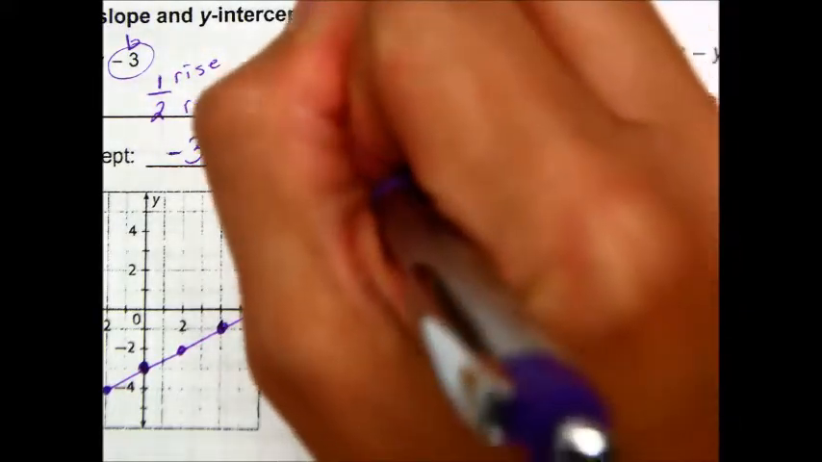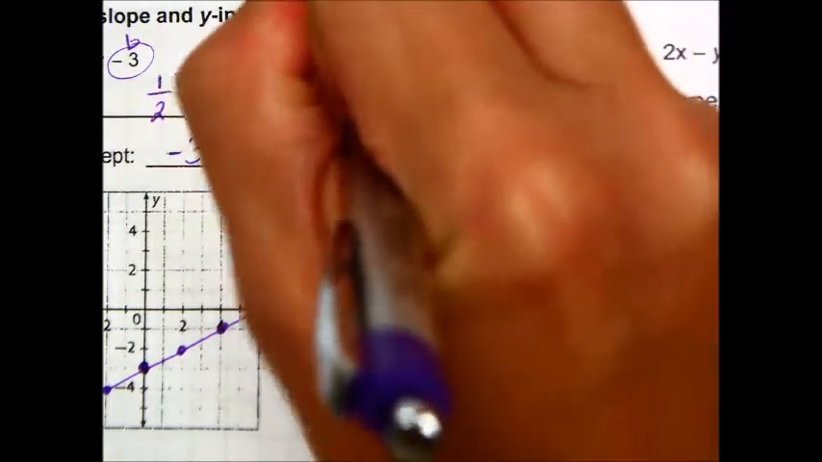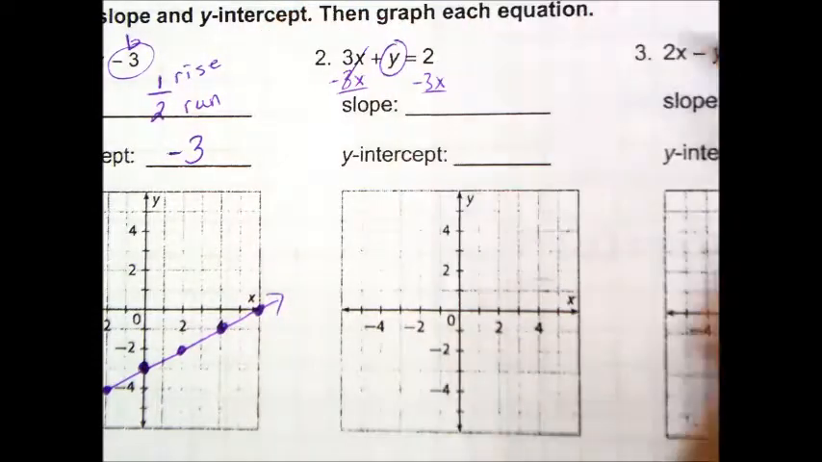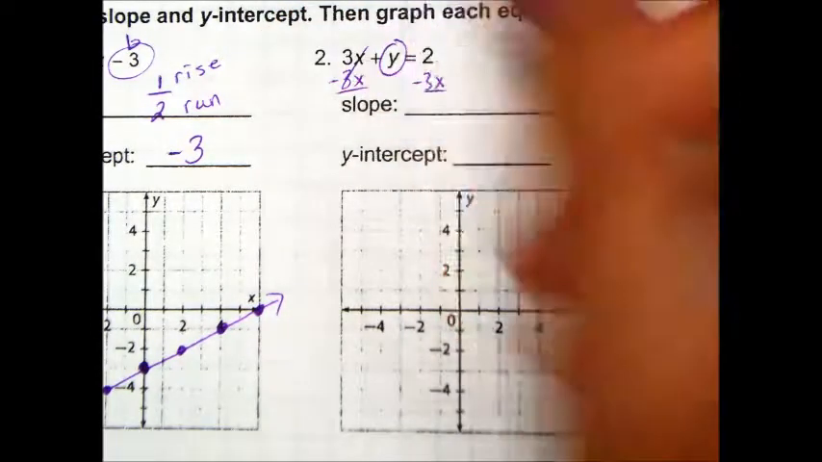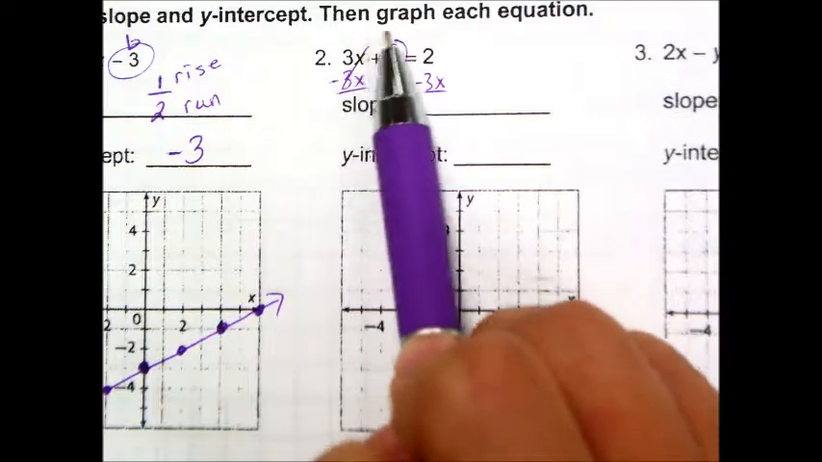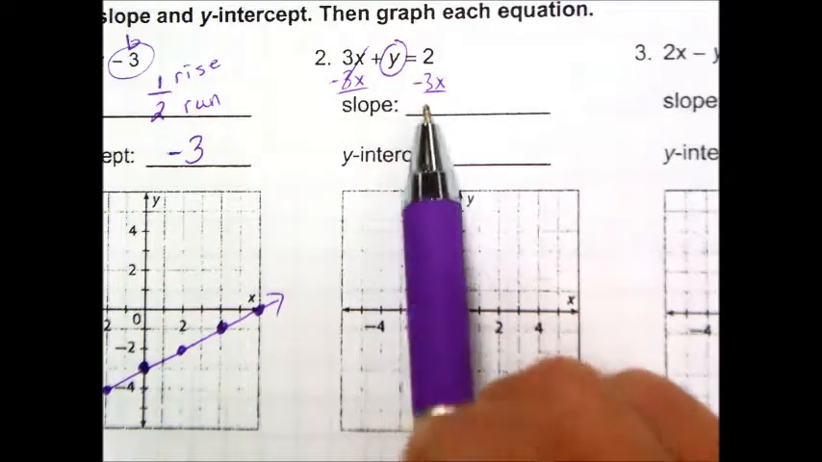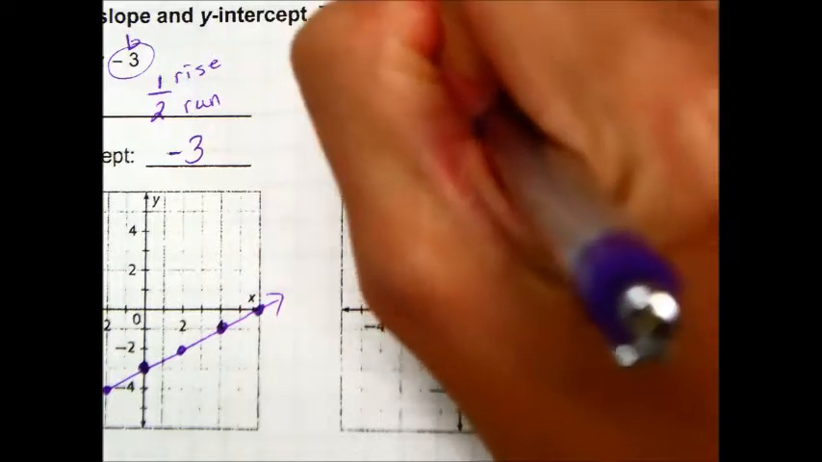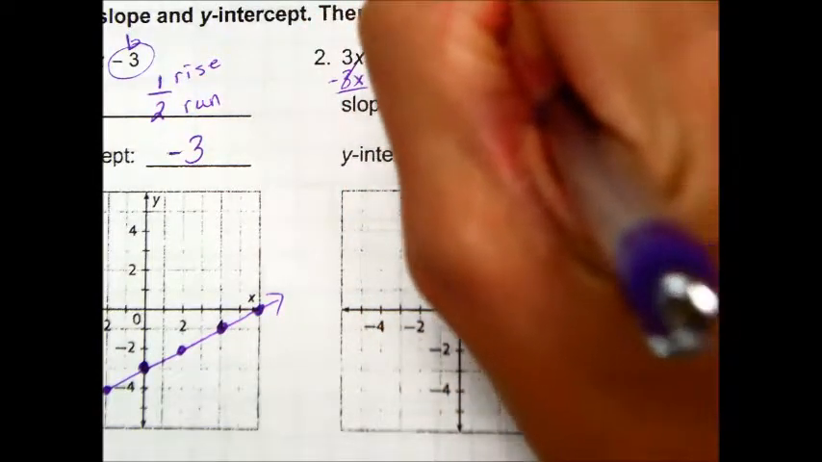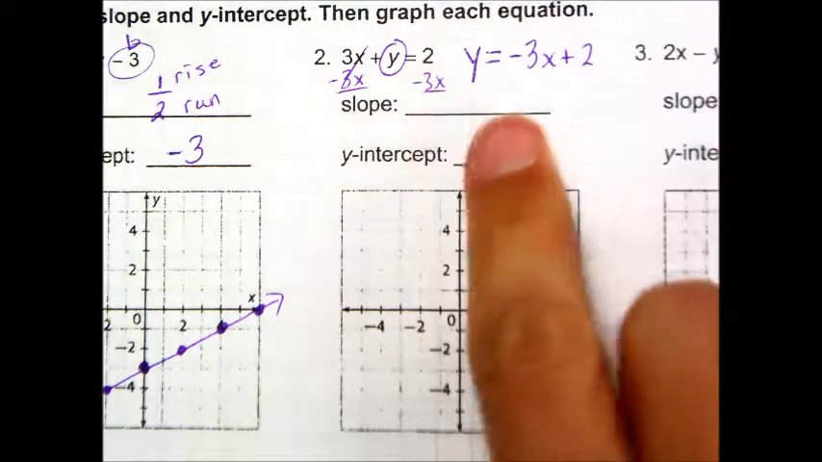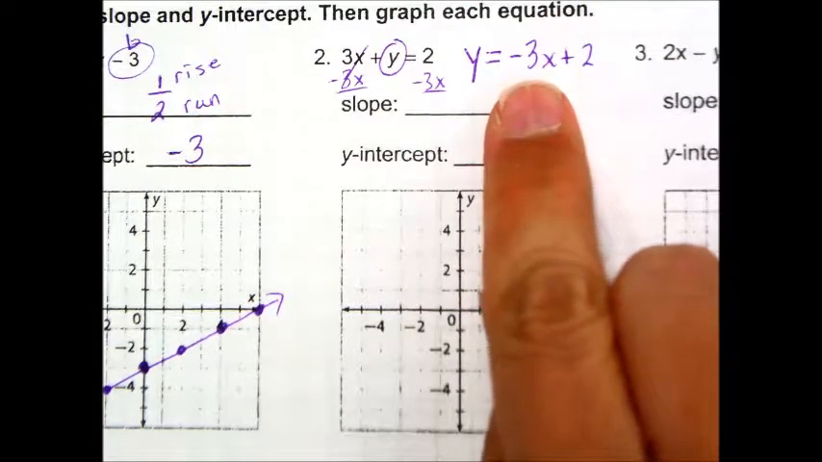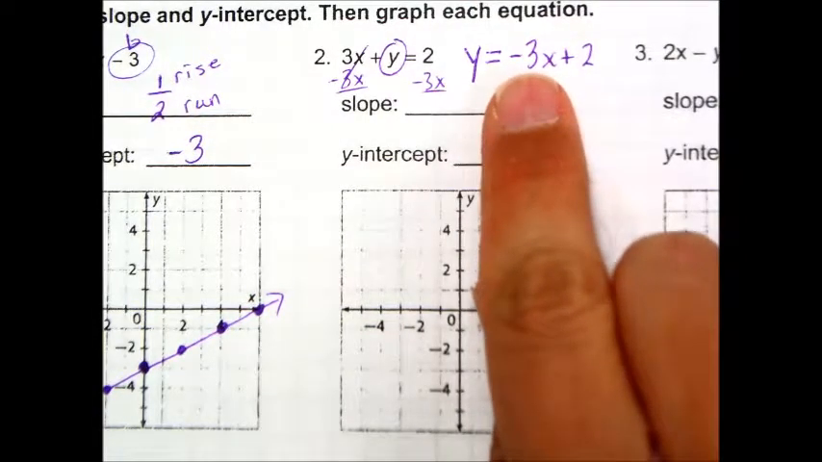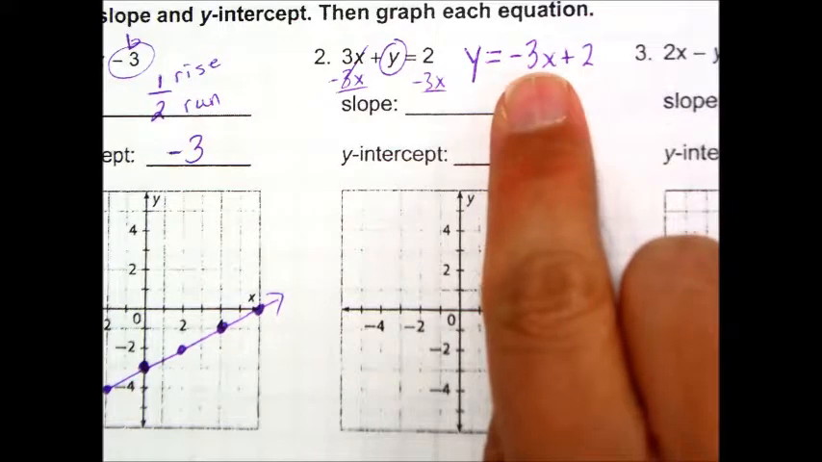So it's basically like you're either taking away 3x on each side, if that's the helpful way for you to think of it, or you could think of it as moving 3x to the other side of the equal sign, where it becomes -3x. Either way, your result will be y equals -3x plus 2. We're going to put the x term in front because then it will be in slope-intercept form, mx plus b.